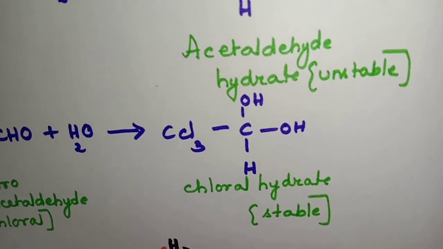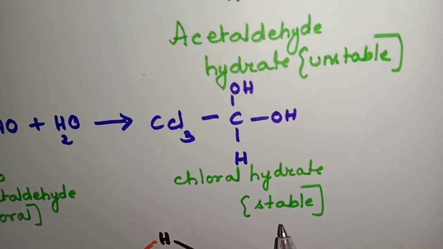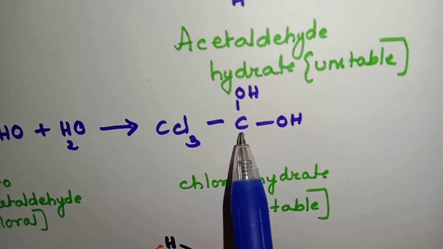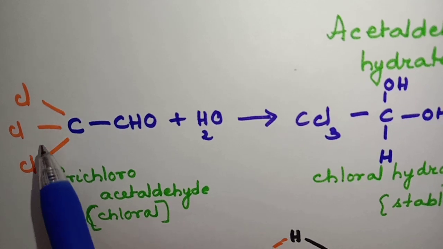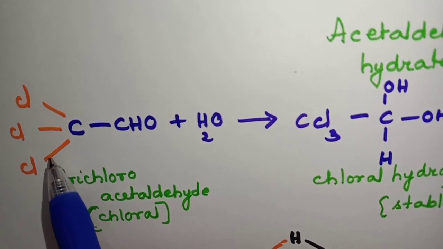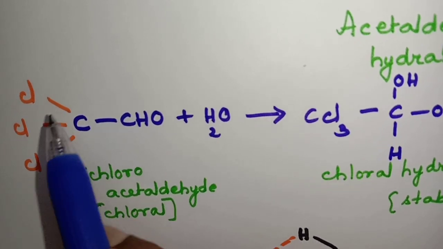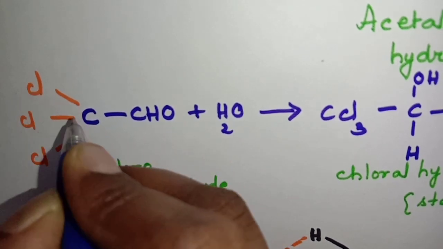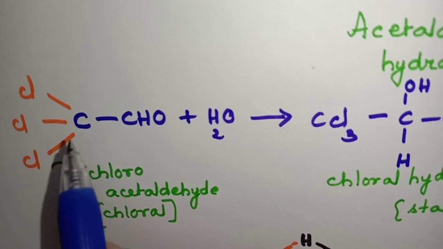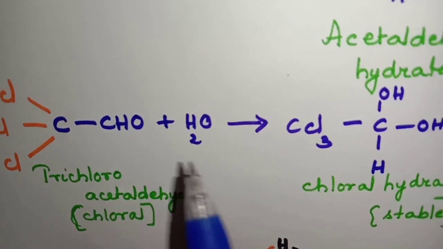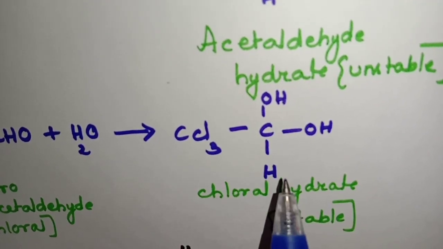Here comes the question. Why is acetaldehyde hydrate unstable, but this chloral hydrate is stable, even though there are 2 OH groups on the same carbon? The reason is, look here students, chlorine atoms are highly electronegative, and they possess a strong inductive effect. That means they have the capacity to attract the electrons towards themselves. So what happens by that? This carbon gets more and more positive charge. So as it has already positive charge, it cannot lose a water molecule from this compound.